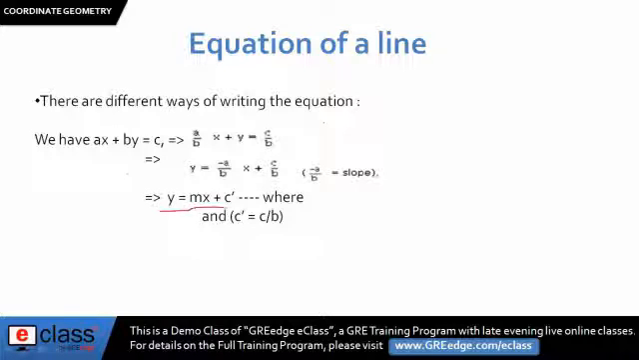Yeah. So y equal to mx plus c is a general equation where m represents the slope of the equation or the slope of the line. So the coefficient of x is called the slope of the line.